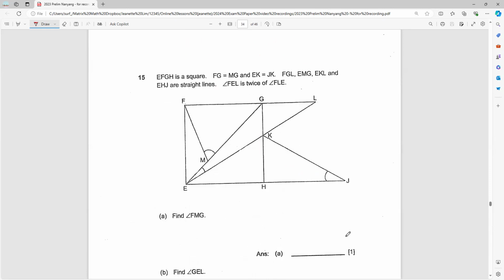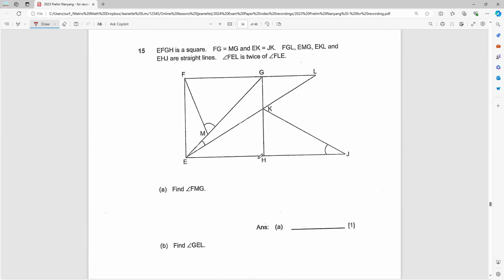Okay, question 15. EFGH is a square, FG equals MG, so we have an isosceles triangle here. And then we have straight lines, FEL. FEL here is twice FLE. FLE is 1 unit. FEL is here, that's 2 units. Find FMG, the angle marked out over there.